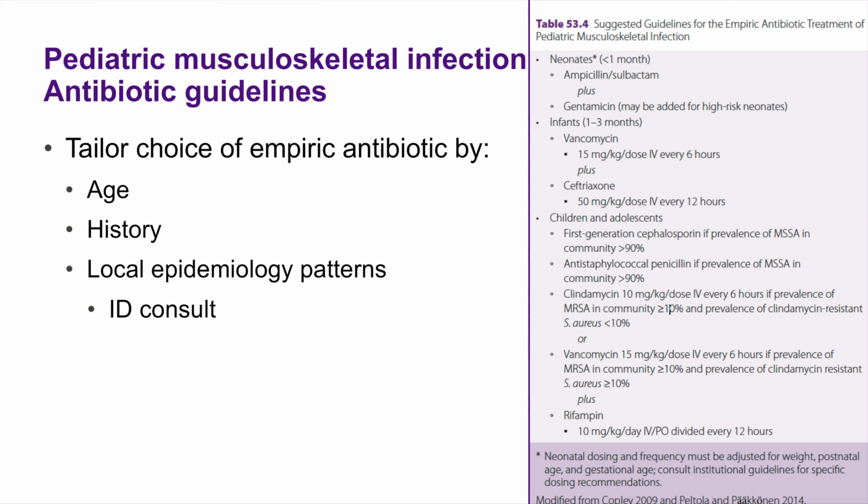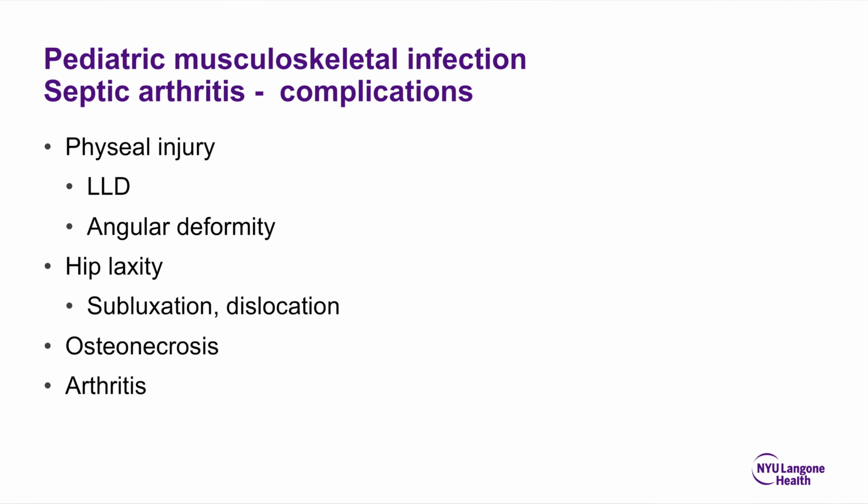In terms of antibiotic guidelines, you're going to tailor your choice of empiric antibiotic by the child's age, the history you've elicited, especially whether or not he or she is vaccinated, and local epidemiology patterns. And again, an infectious disease consult can be quite helpful with this, not just determining which antibiotic and which route of administration, but also duration. And I've listed here some suggested guidelines for empiric antibiotic treatment of MSK infections in kids.